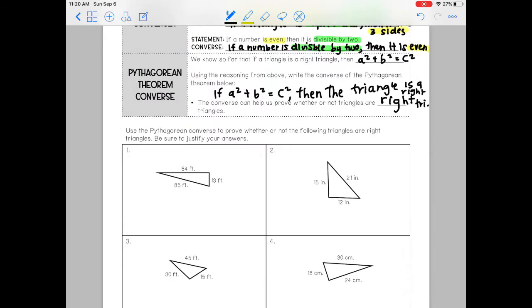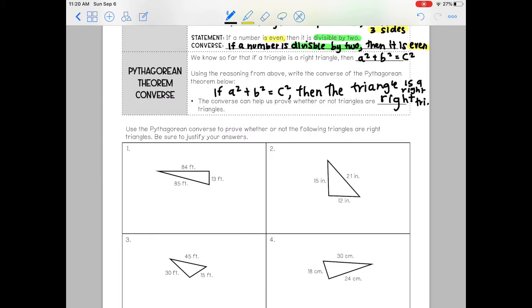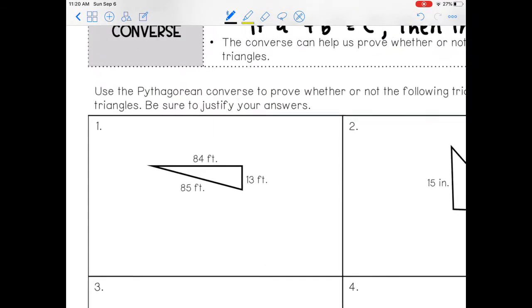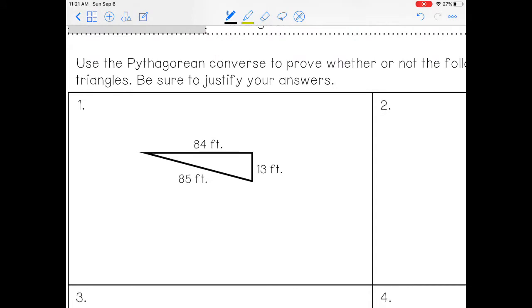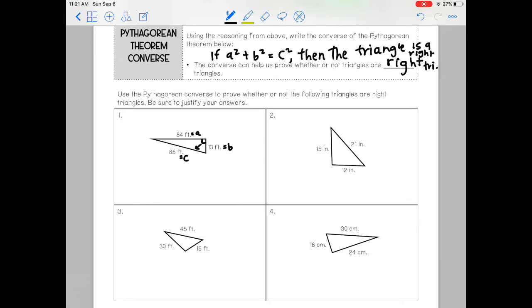So we're going to use the Pythagorean theorem converse to prove whether or not the following triangles are right triangles. We need to justify our answer. They give us all 3 side lengths, and we have to figure out, is this true or not? So let's say this is A, this is B, and this would be C. Again, remember, our C is opposite of the right angle. The right angle is adjacent to A and B. Opposite would be the 85 feet.